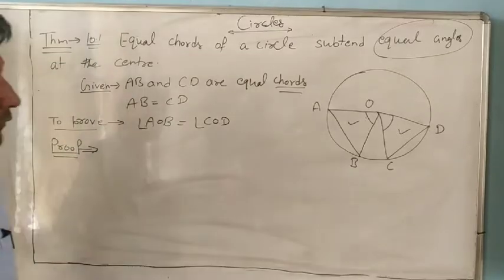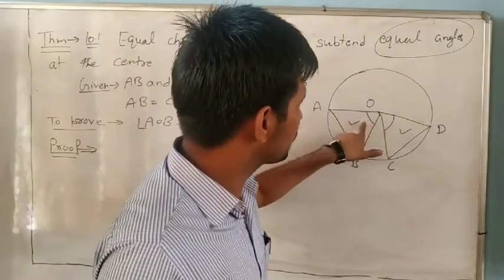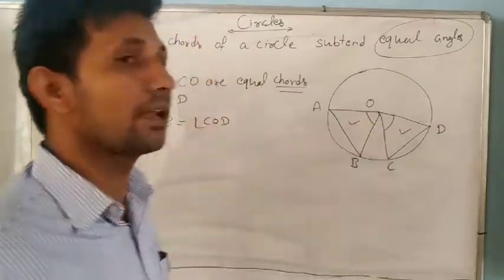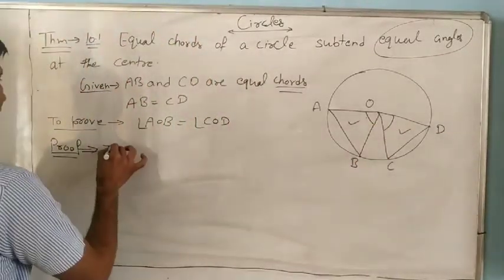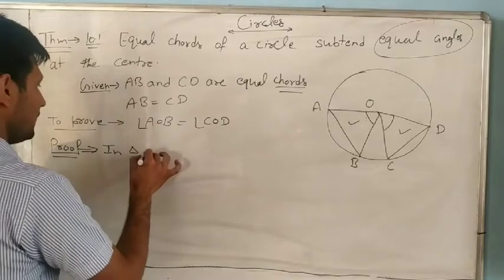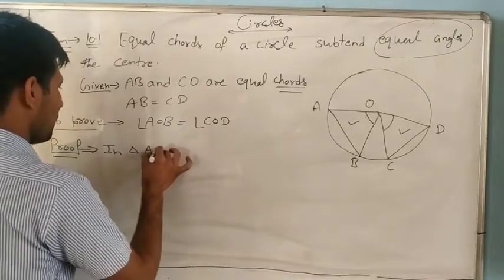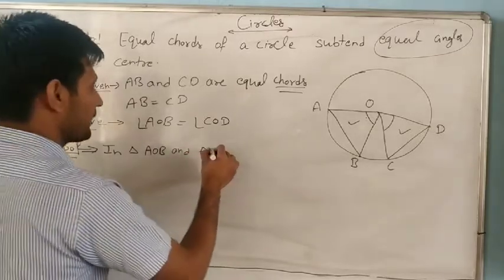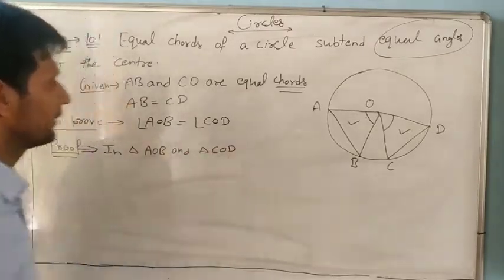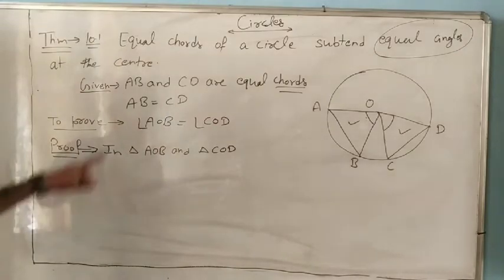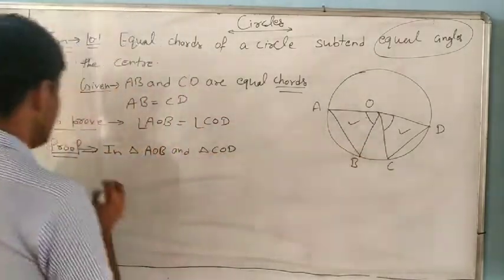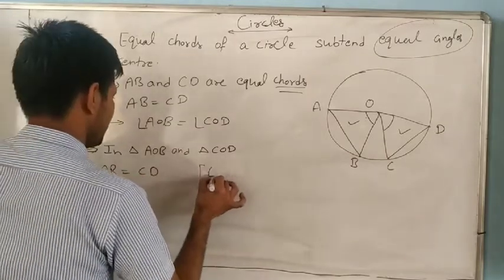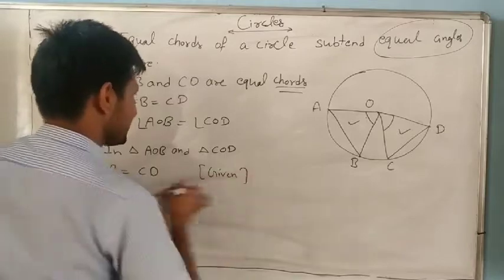How will you prove that? If you want to prove that these two angles are equal, how will you take? We will take these two triangles in which these two angles are given. So write in triangle AOB and triangle COD. We observe that first is AB equal to CD, already given. So write AB equal to CD.